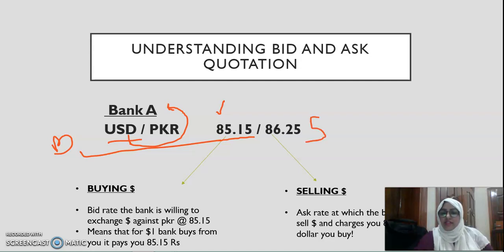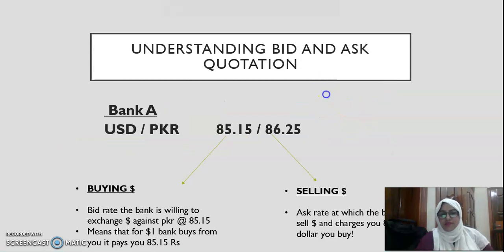So when it will sell dollars to you, it will charge you this much amount. So this becomes the ask rate, this becomes the bid rate, and it will charge you for every dollar 86.25. So you see clearly that the two rates are different, and it's buying the dollar low and selling it high. So this is how the bid and ask works, and the difference between both becomes their spread, or the benefit we say.